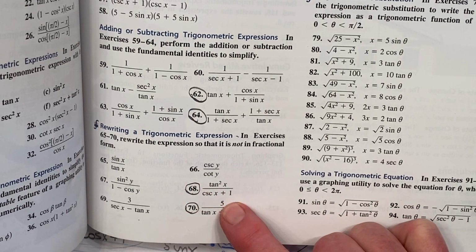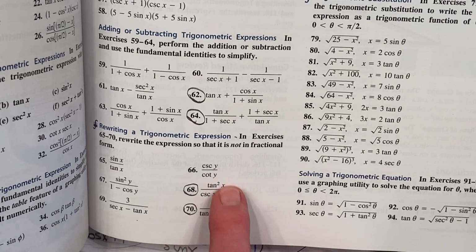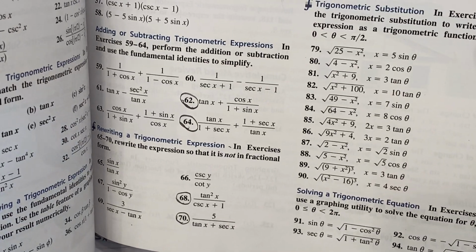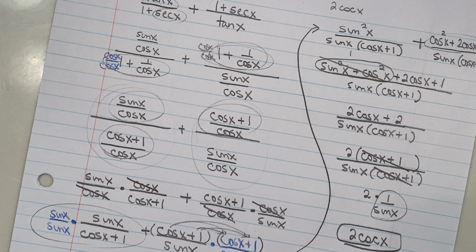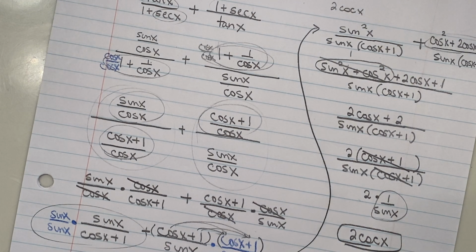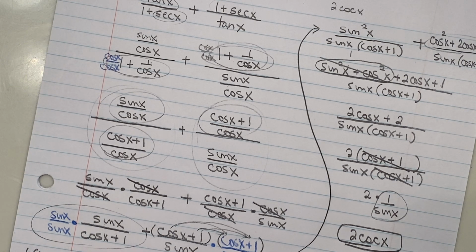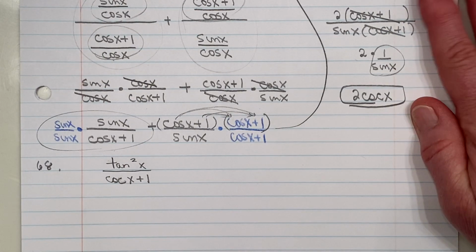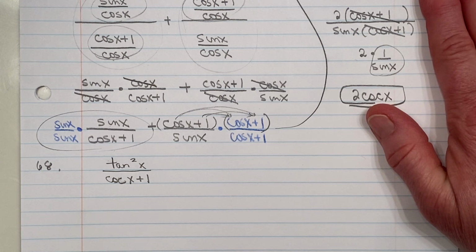Notice we have just a single fraction in each problem, but the directions say rewrite this expression so that it is not in fractional form. So we've got to get rid of the fraction. Good news is these are a little bit easier. All right, let's take a look at 68. So tangent squared x divided by cosecant x plus 1. We don't want a fraction.